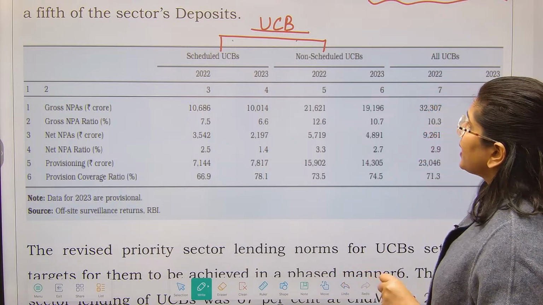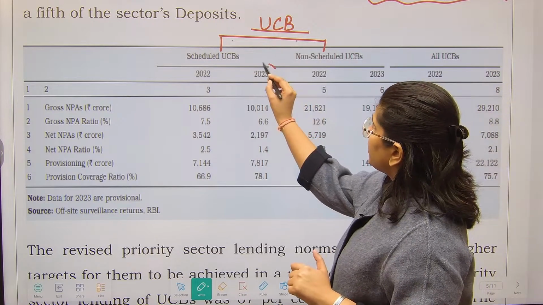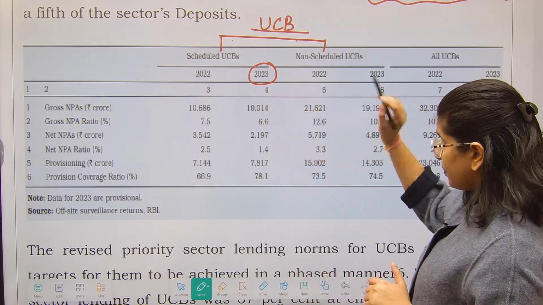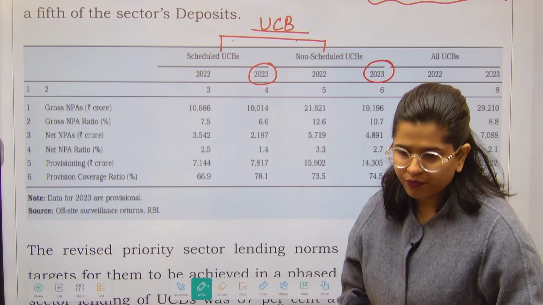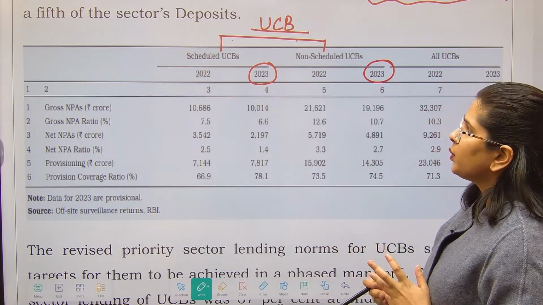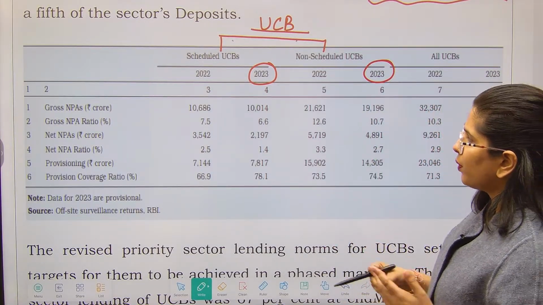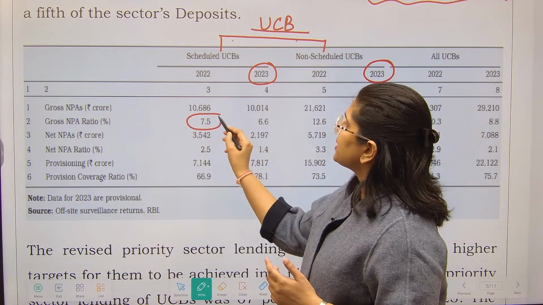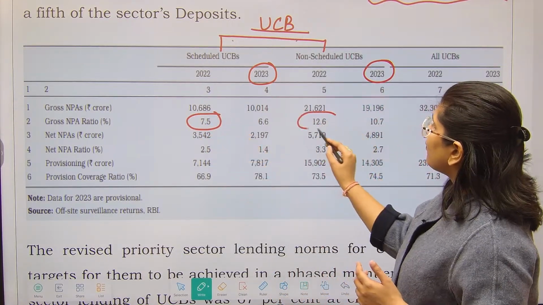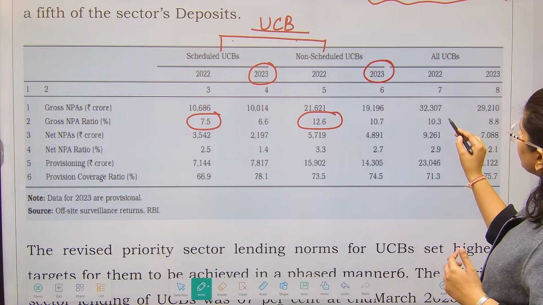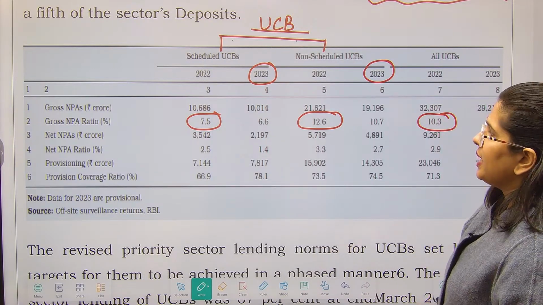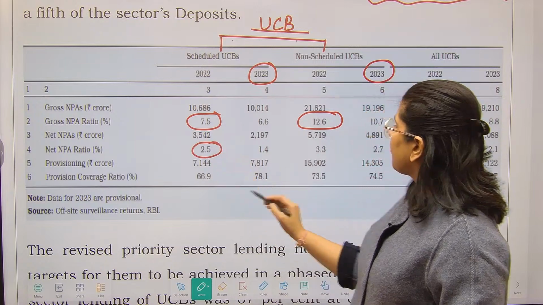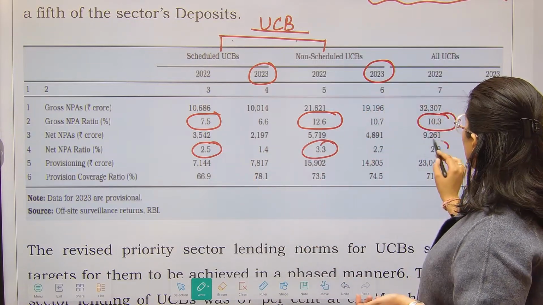Okay, the figures for the year 2023 are provisional. Let us focus on the year 2022. So how are they progressing? Gross NPA ratio is 7.5% and 12.6%, and together it is coming at 10.3%. This is the case. Net NPA is 2.5, 3.3 and 2.9.